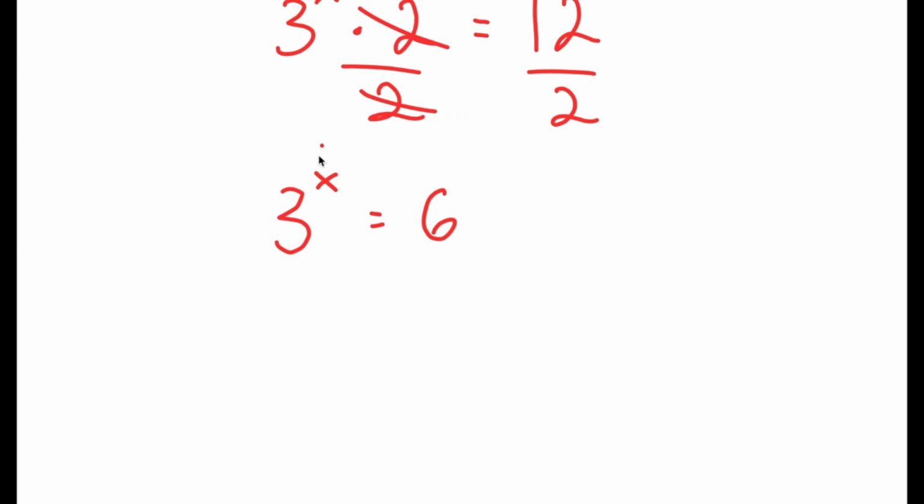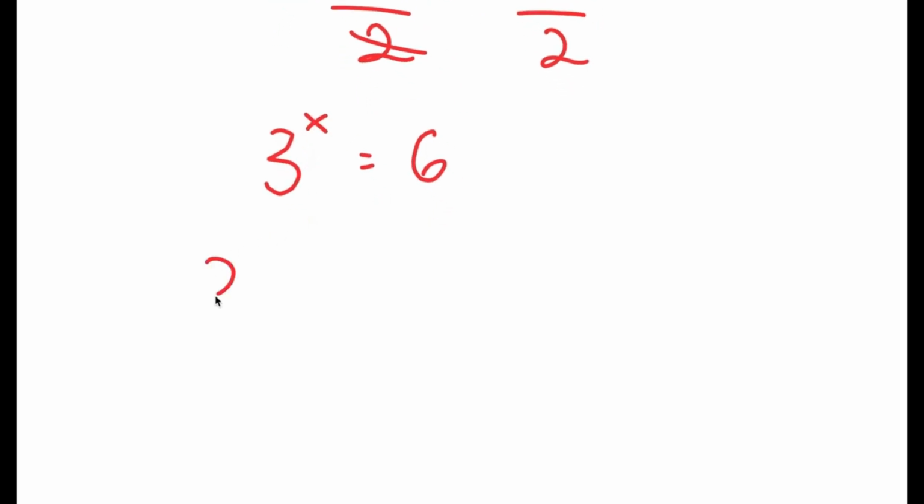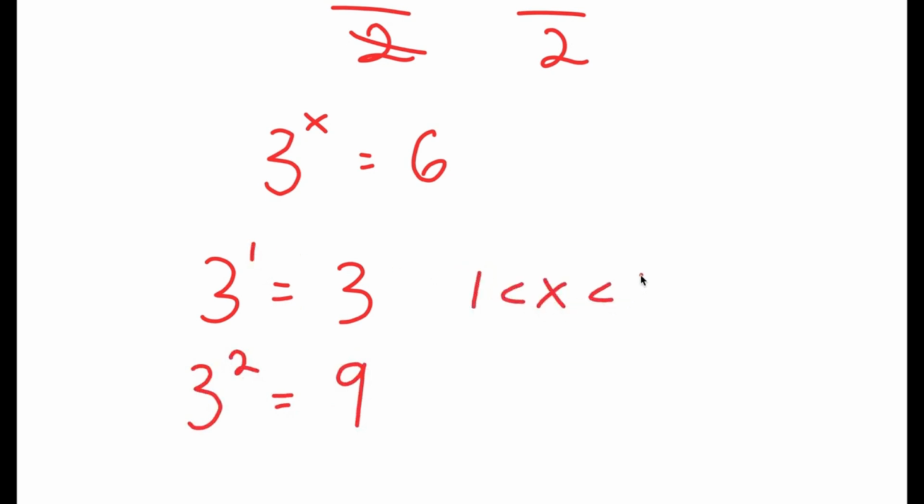To solve this, we know that x is going to be a decimal because 3 to the power of 1 is 3 and 3 to the power of 2 is 9. So x is going to be somewhere in between 1 and 2. So we want to find the exact value of x. How are we going to do that?